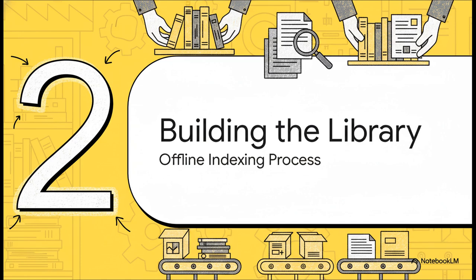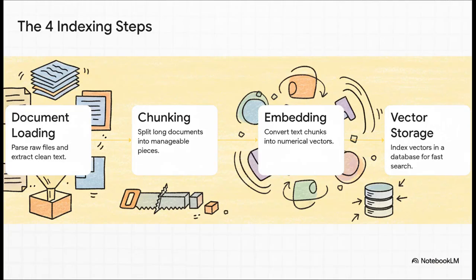Okay, so let's start our tour in that first wing. We'll call this section Building the Library. This is the offline, behind-the-scenes process where we take all of your raw information and we turn it into this highly organized, super searchable library that the AI can use later on. Inside this library building wing of our factory, there are four main stations that every single piece of information has to pass through. It's loading, then chunking, then embedding, and finally storage. Let's take a quick look at each one.